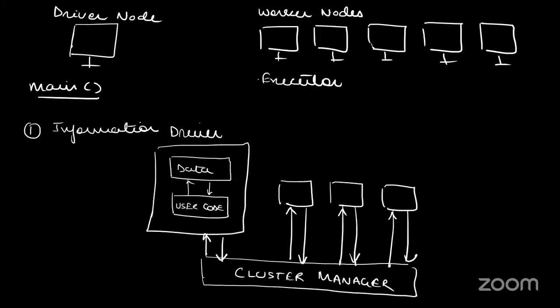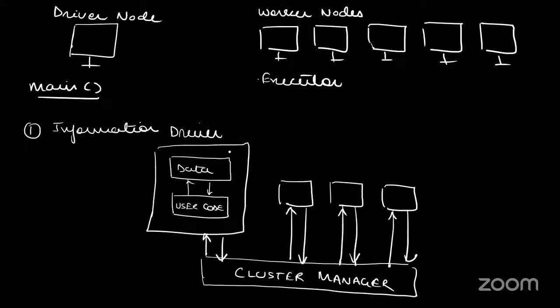There are various cluster managers. Spark has its own cluster manager also, or you can use another cluster manager such as Kubernetes. Now, we all know that Kubernetes is used to manage the cluster. You have Yarn, you have Mesos. We'll talk about them later. Now, the cluster manager will control the physical machines, and it will allocate the resources to the Spark application.